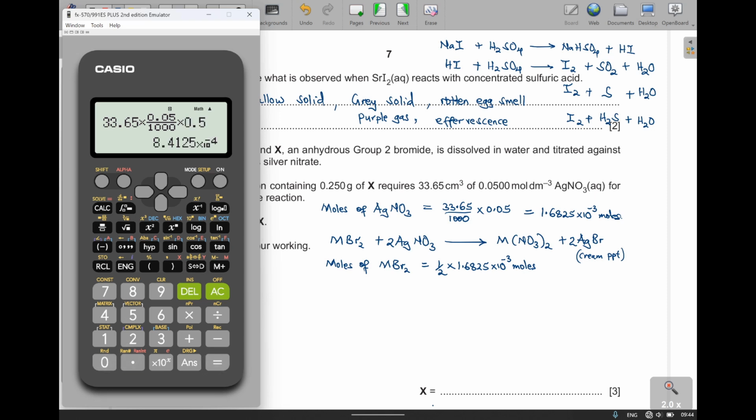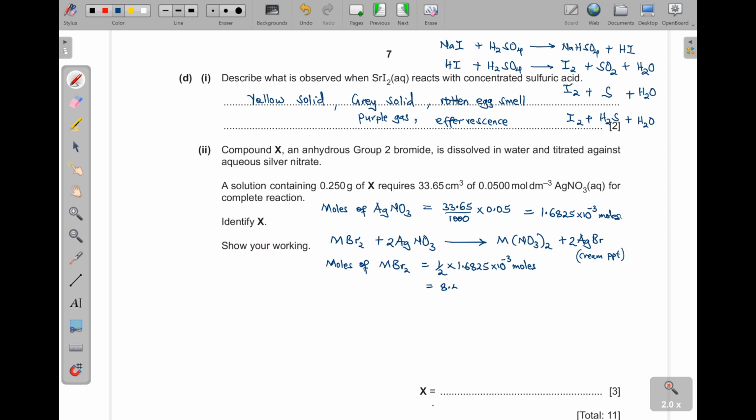That is 8.4125 times 10 to power negative 4 moles. So these moles, 8.4125 times 10 to power negative 4 moles of, let me just use X, weigh 0.250 grams. What you are looking for, you put it on the right.